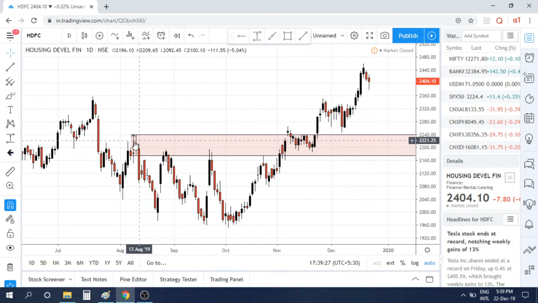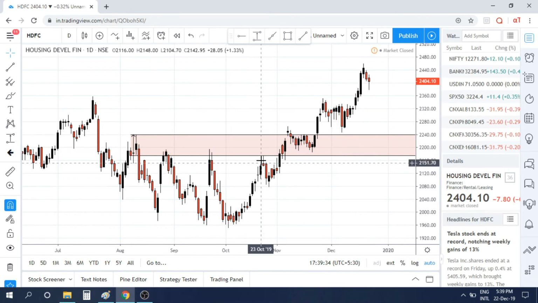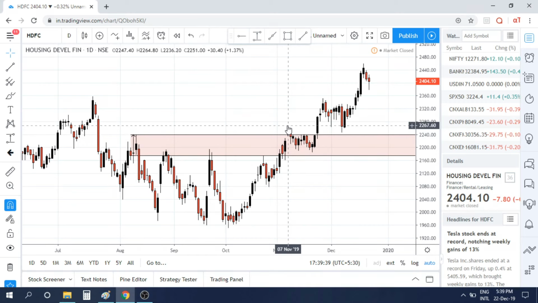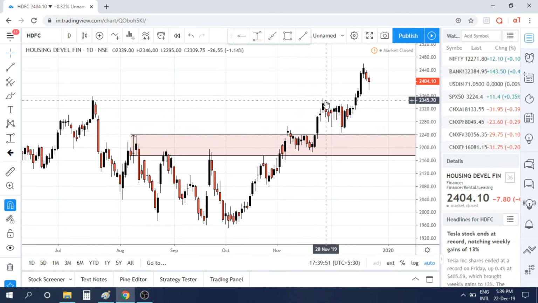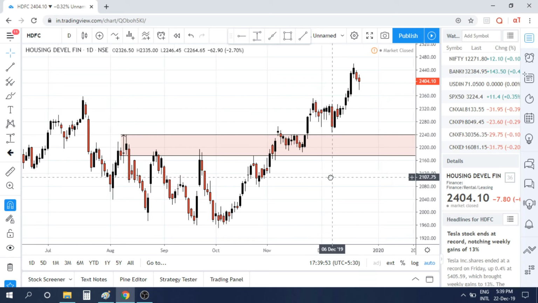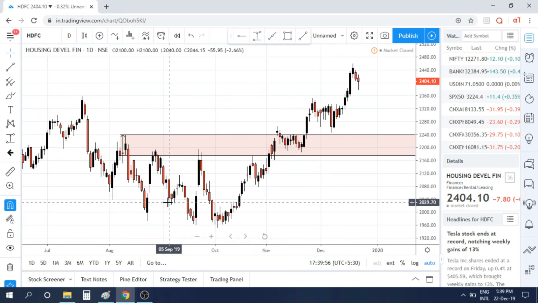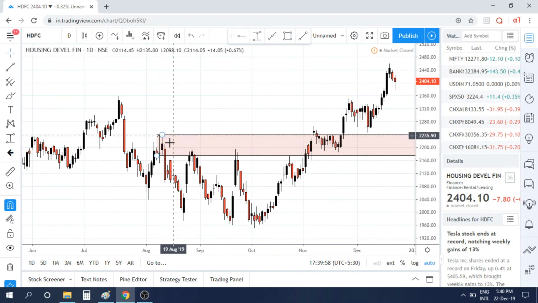This is our supply zone. Second time back, again it came back. Third time back, minor retracement, and then it finally broke this day when the zone got violated. Then price went sideways over here, and then it moved up. You can see this, right? So this is how normal supply zones work.